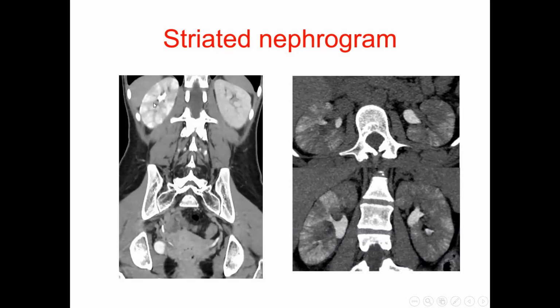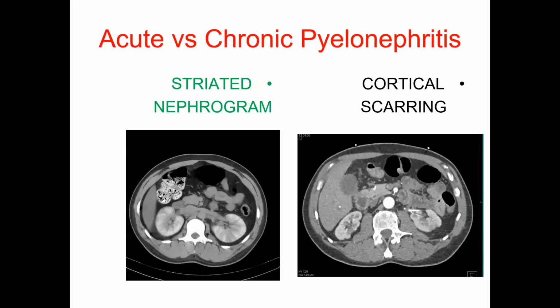So striated nephrograms, again, showing you both kidneys being affected. You see these triangular sort of striations. Some part of the kidney is enhancing, some part is not enhancing. So this is known as striated nephrogram. Whenever you see a striated nephrogram, remember, it's going to be acute pyelonephritis. Again, striated nephrogram, acute pyelonephritis.